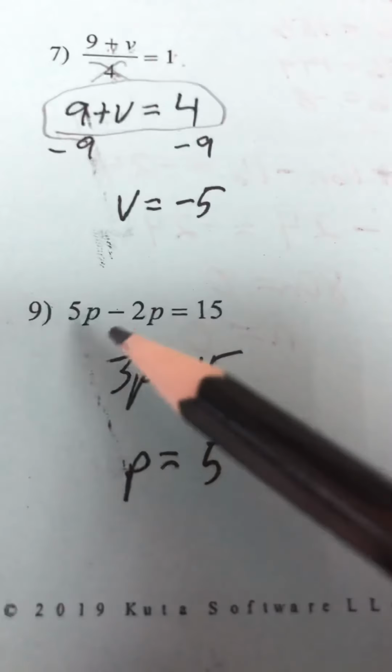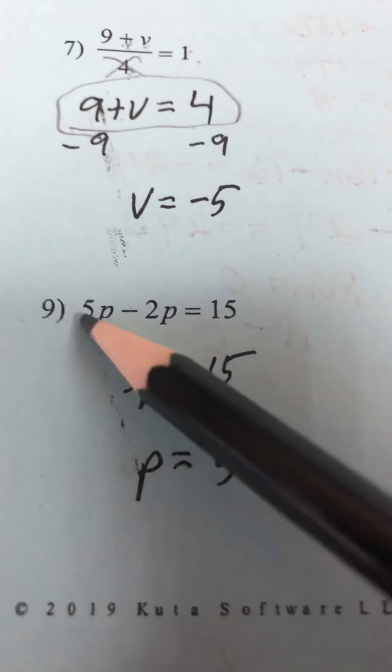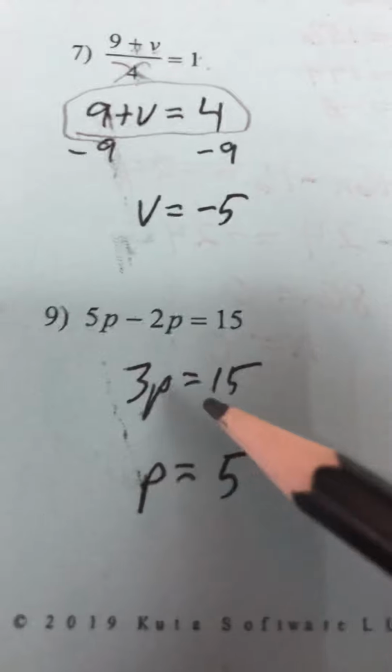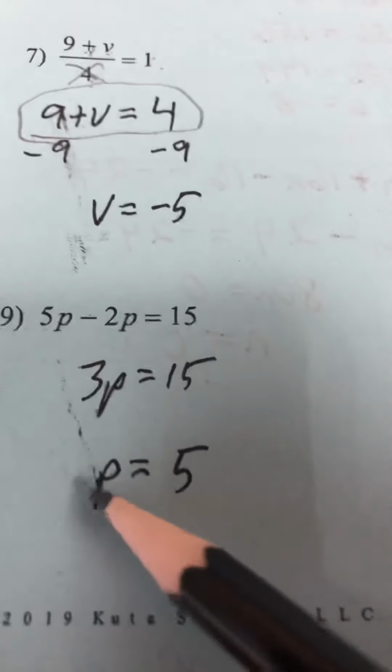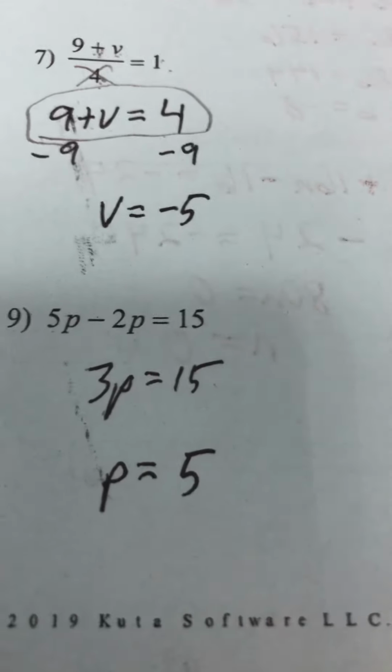Number 9, I just combine like terms. 5 minus 2 is 3, p is with it. I divide both sides by 3, and I get p equals 5. If you're wondering about 2, I'm just going to show you these.